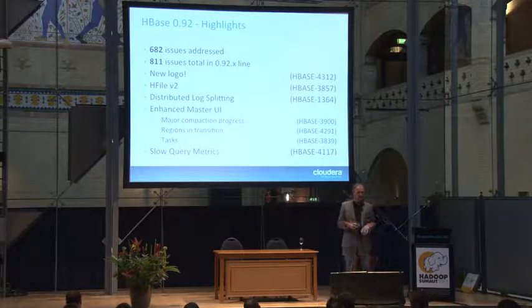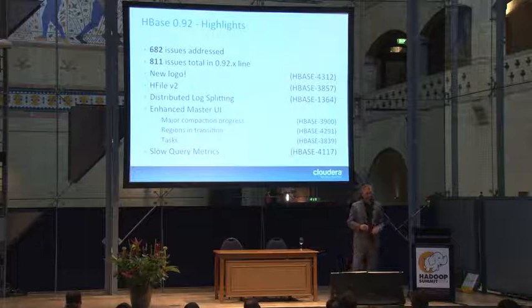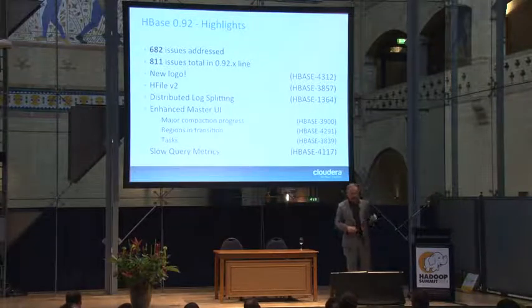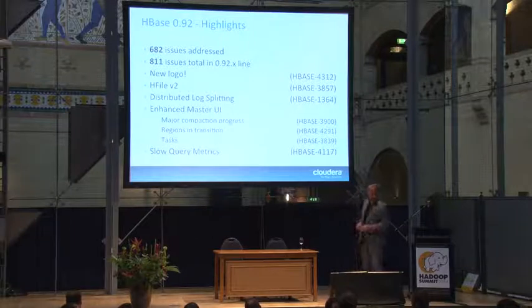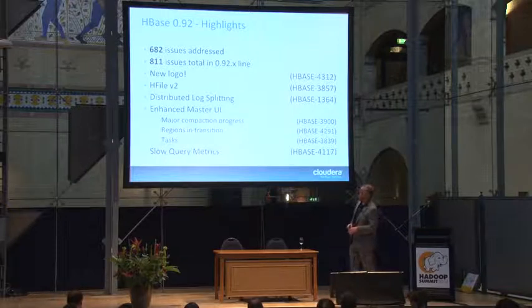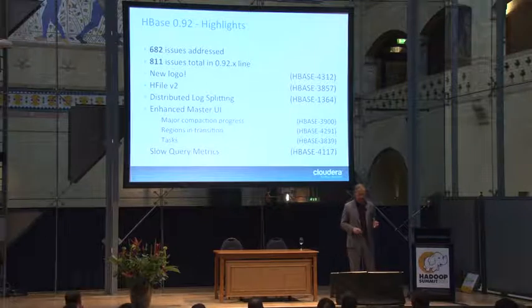Those you would filter out, but sometimes they promise more than they actually do. So please be careful to read this. In this version, as I said, about 600 issues were addressed, 811 total in that timeline. So about 800 new features went in between 90 and 92.